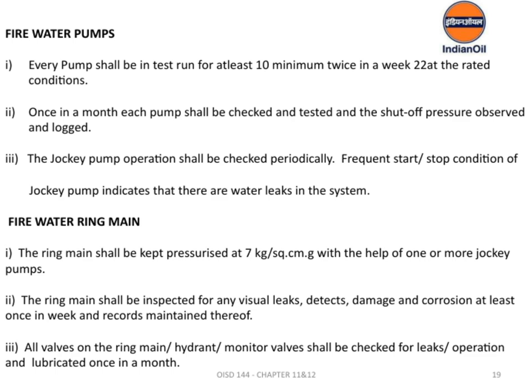Let's talk about the fire water ring main. The ring main should be kept pressurized at around 7 kg per square centimeter gauge, which is maintained by 1 or more jockey pumps. Keeping it pressurized ensures immediate availability of water during an emergency. Inspection of the ring main is also vital. At least once a week, we need to visually check for leaks, damages, or corrosion and maintain proper records of these inspections. This proactive approach helps us ensure the system remains in optimal condition. Finally, all valves connected to the ring main, hydrants, and monitors should be checked once a month.